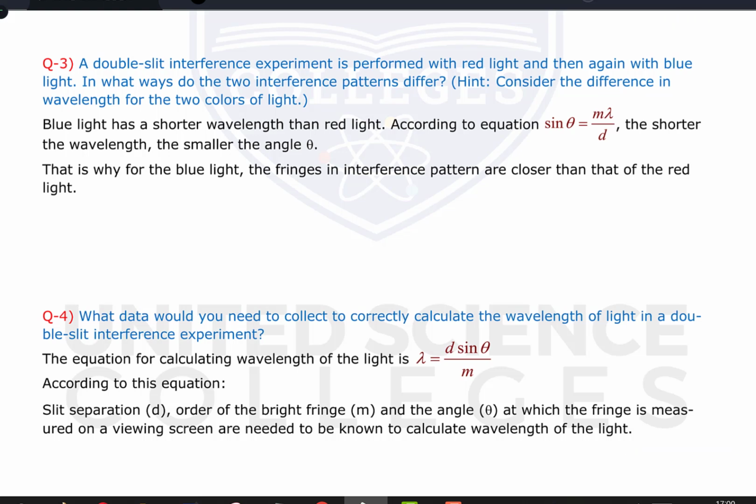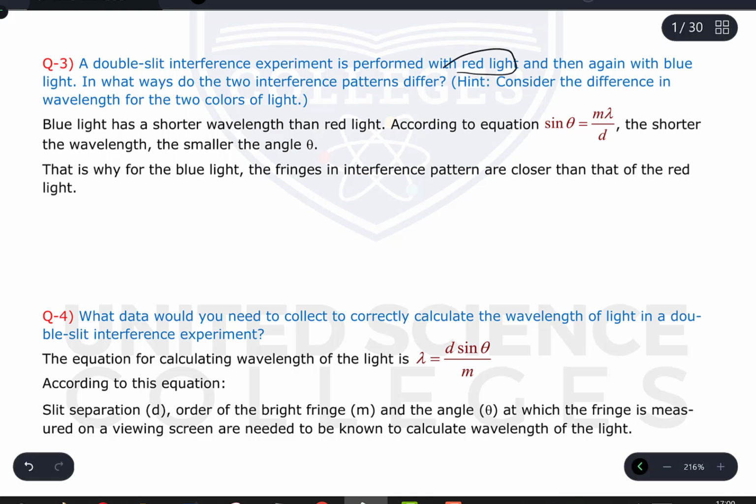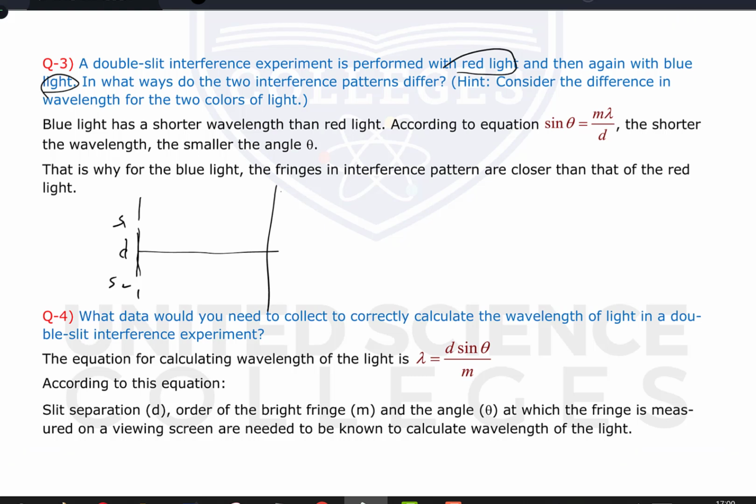Question number 3. A double-slit interference experiment is performed with red light and then again with blue light. In what ways do the two interference patterns differ? Same system, same setup. We have two slits, with a separation between the sources, say S1 and S2, and there is a screen. On the screen, you are going to form an interference pattern, and in one case you will use red light. In the second one, you are going to use blue light.